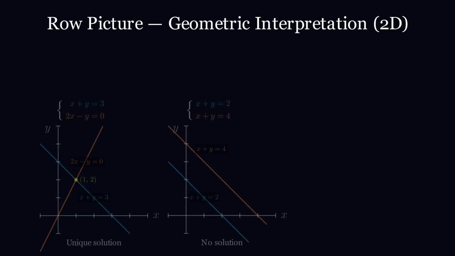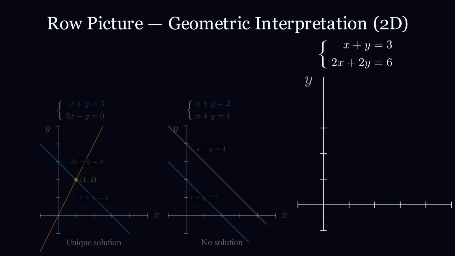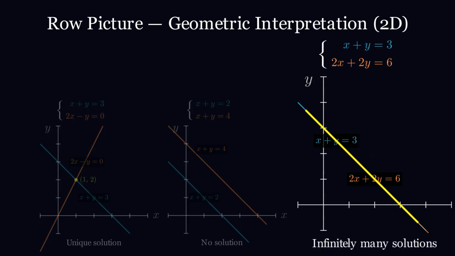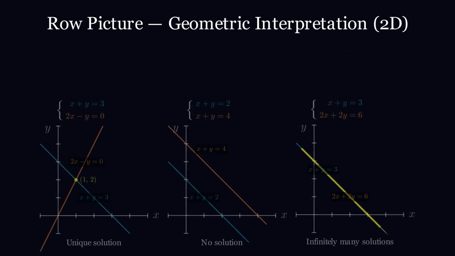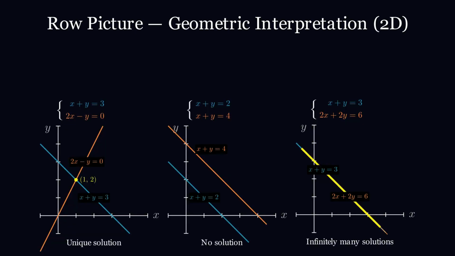Now, look at the third system. At first, the equations look different, but the second equation is just twice the first one, so both equations actually represent the same line. This means that every point on this line satisfies both equations. There are infinitely many solutions for this linear system. In two-dimensional space, we have seen 3 possibilities: no solution, one solution, or infinitely many solutions.